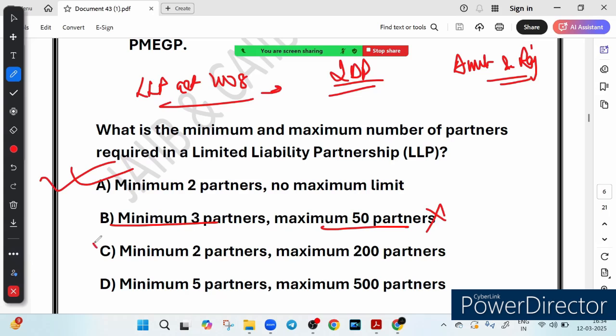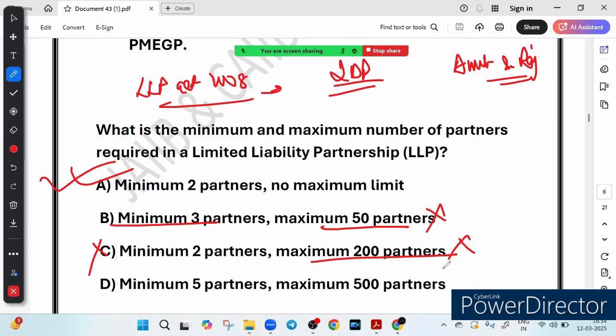Minimum 2, maximum 200. This is also wrong, because a private limited company has a maximum limit of 200 shareholders, but an LLP does not have such restrictions. So you must know, if it had been a private limited company, then this option would have been correct. But since it is an LLP, there is no limit on the maximum number. 5 and 500. This is also incorrect.